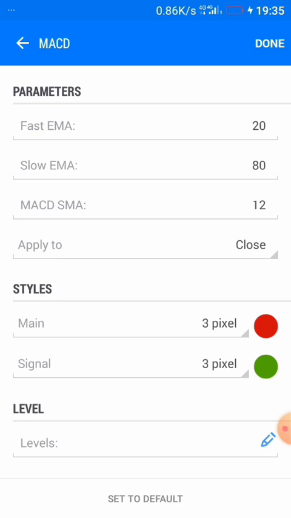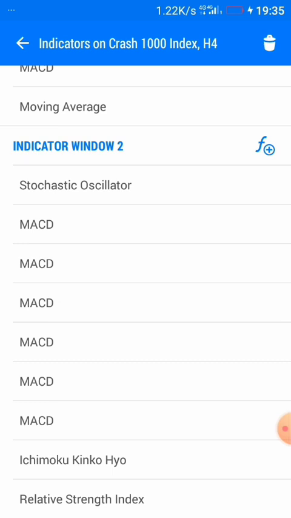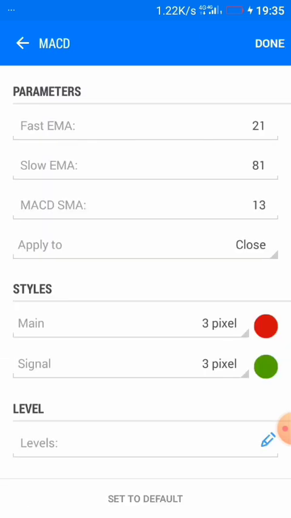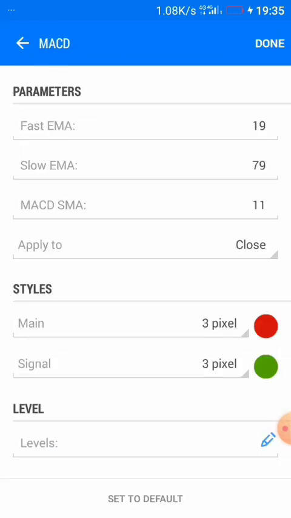These are the parameters, and then you click done. The fifth MACD, these are the parameters, and then you click done. The sixth MACD, these are the parameters, and then you click done.